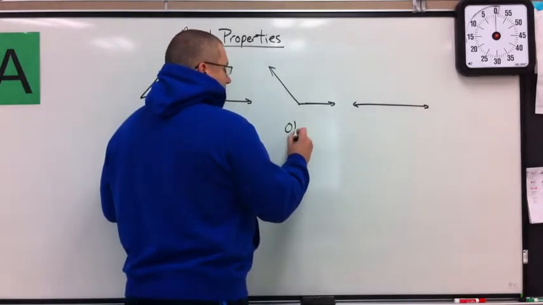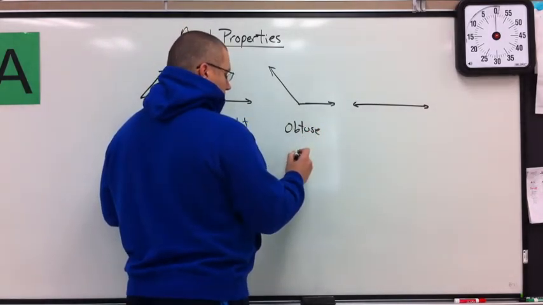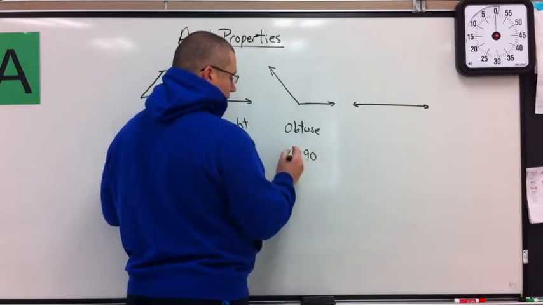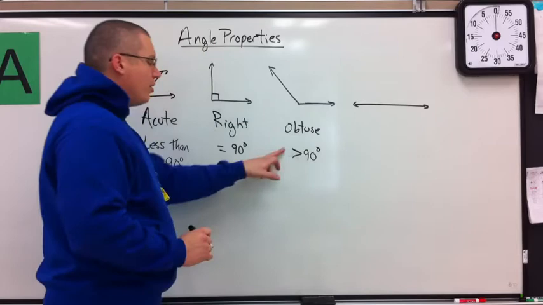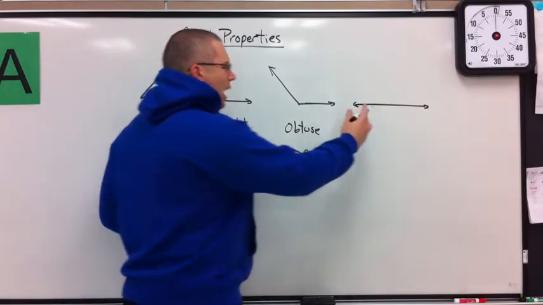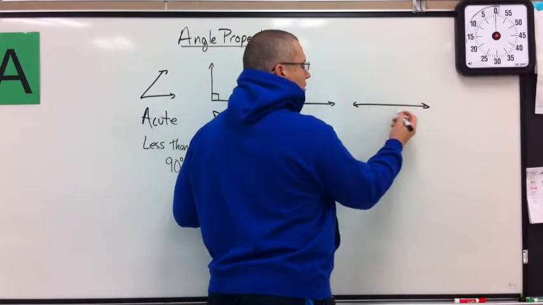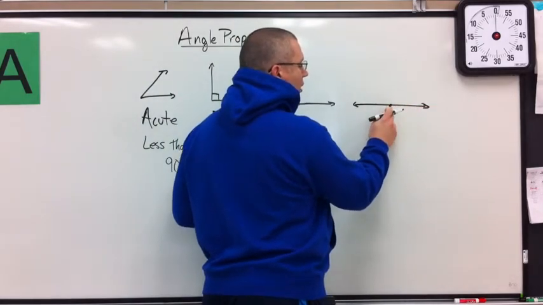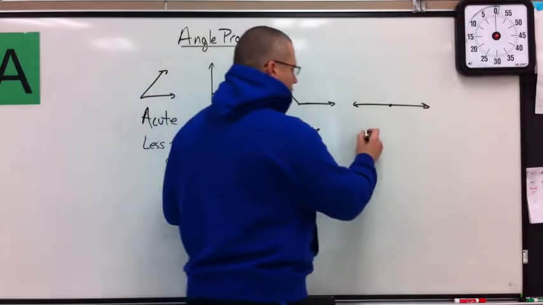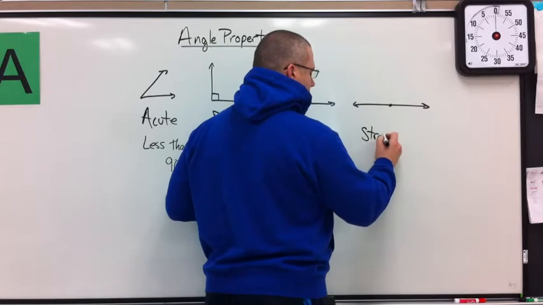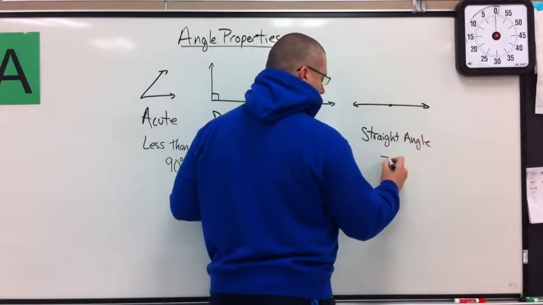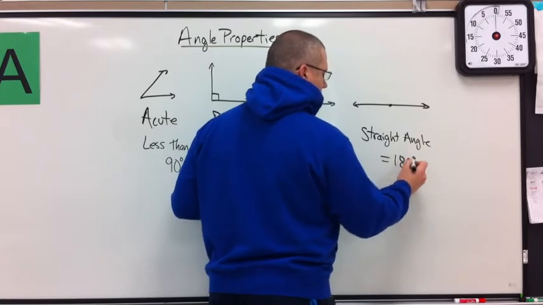Something bigger than 90 is obtuse. So this is greater than 90 degrees. And obviously it's got to be smaller than 180. And if I have a straight line, people say, well, that's not an angle, but what if it was? What if the vertex was there? This would be a straight angle, which is equal to 180 degrees.